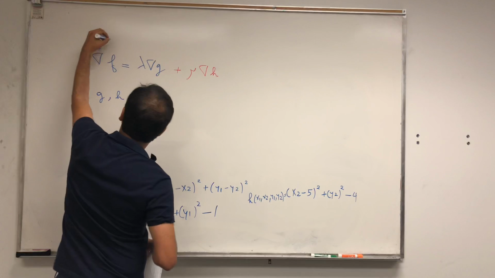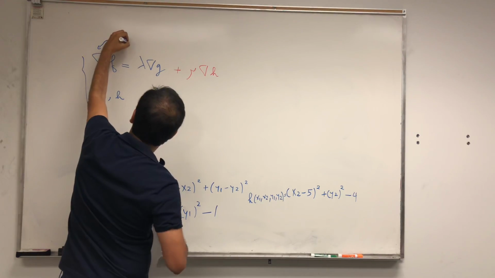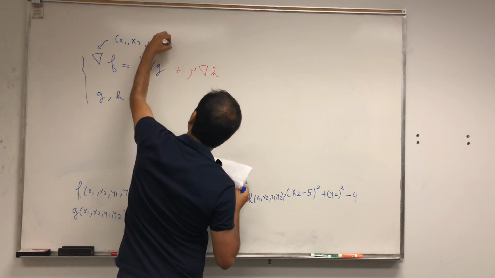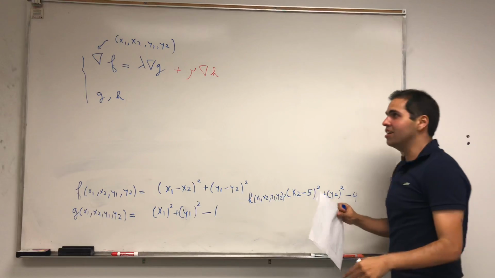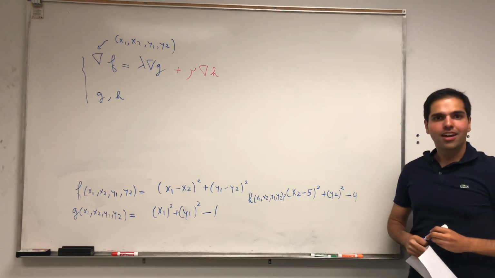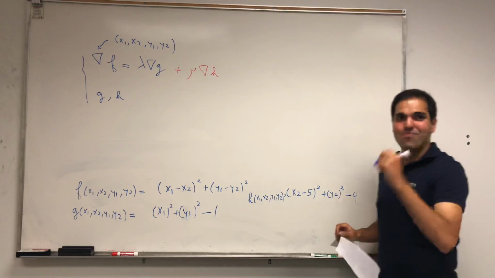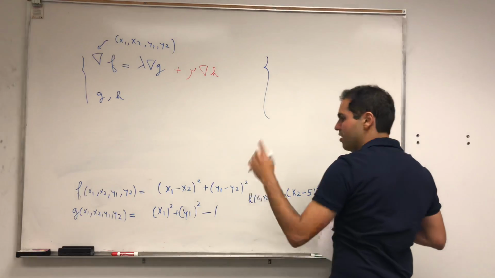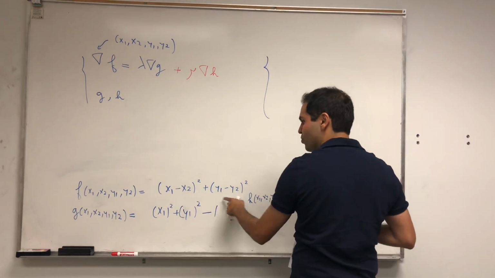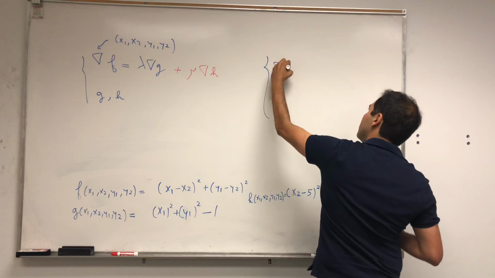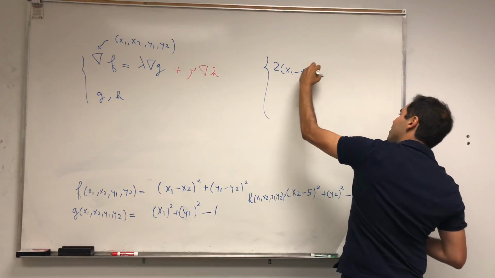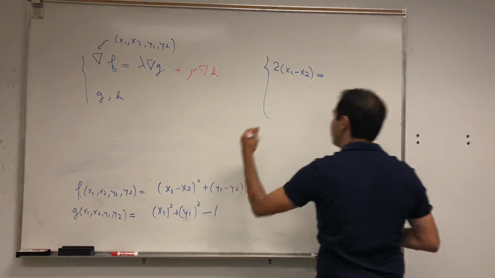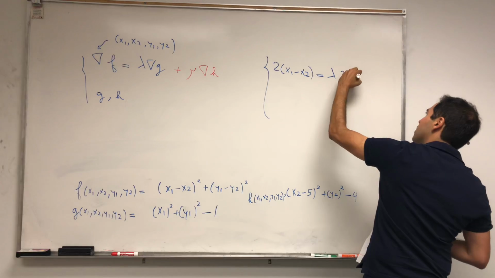Those are the Lagrange equations, but now let's write those concretely in terms of our derivatives. And very important, this gradient here is the gradient with respect to x1, x2, y1, y2. So we have to differentiate all of that with respect to 4 variables. Which looks horrible, but I believe in you, and also there are a lot of simplifications. So, differentiate f with respect to x1, it becomes 2 times x1 minus x2. And now lambda gradient of g, so g with respect to x1, which becomes lambda 2x1.